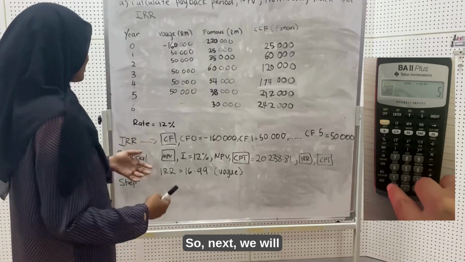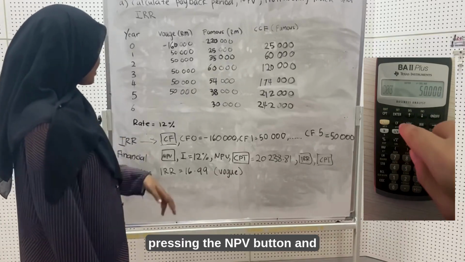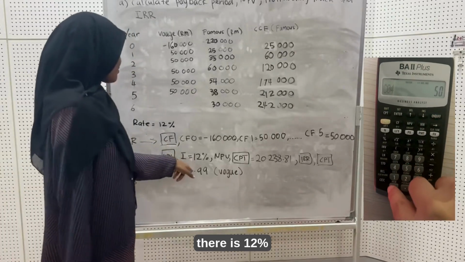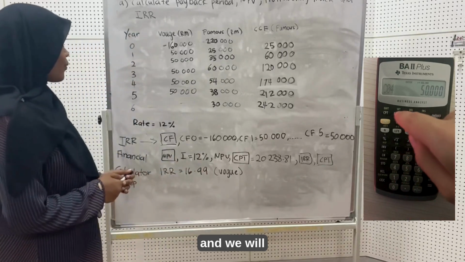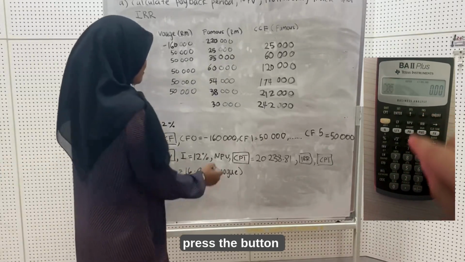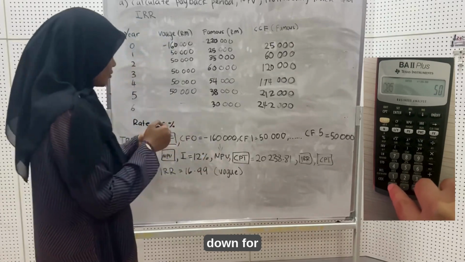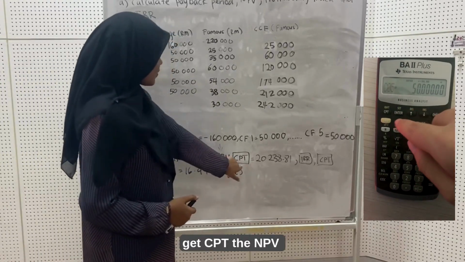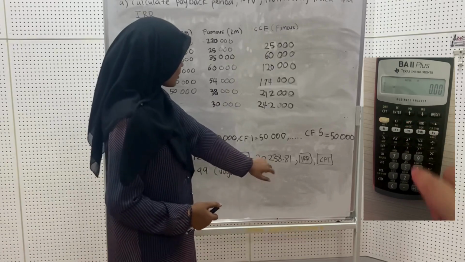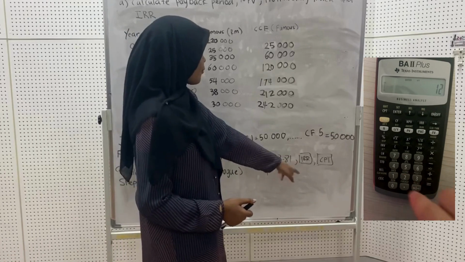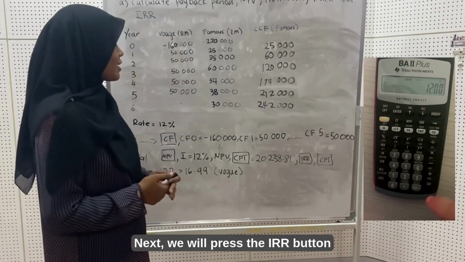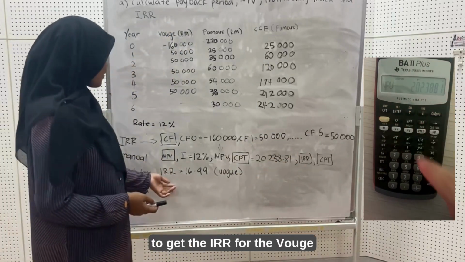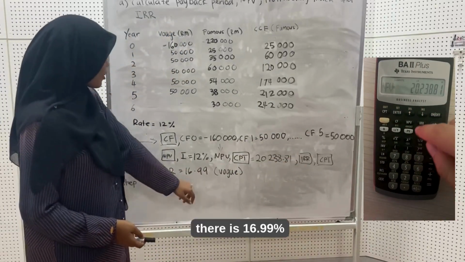Next, we will press the NPV button and key in the interest rate, that is 12%, and we will press the button below to compute the NPV and get 20238.81. Then we will press the IRR button and press compute to get the IRR for the book, that is 16.99.